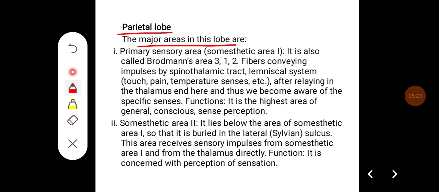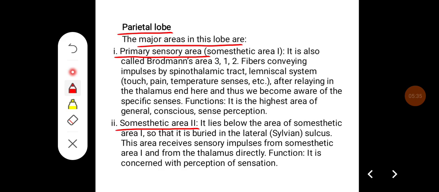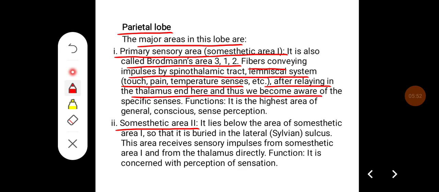Parietal lobe. The major areas in this lobe are the primary sensory area, somesthetic area number 2, and also the somesthetic association area. Primary sensory area is also called somesthetic area 1, and it is also called Brodmann's areas 3, 1, 2. Fibers conveying impulses by the spinothalamic tract and lemniscal system, that is touch, pain and temperature senses, after relaying in the thalamus end here, and thus we become aware of specific senses. So its function is that it is the highest area of general conscious sense perception.